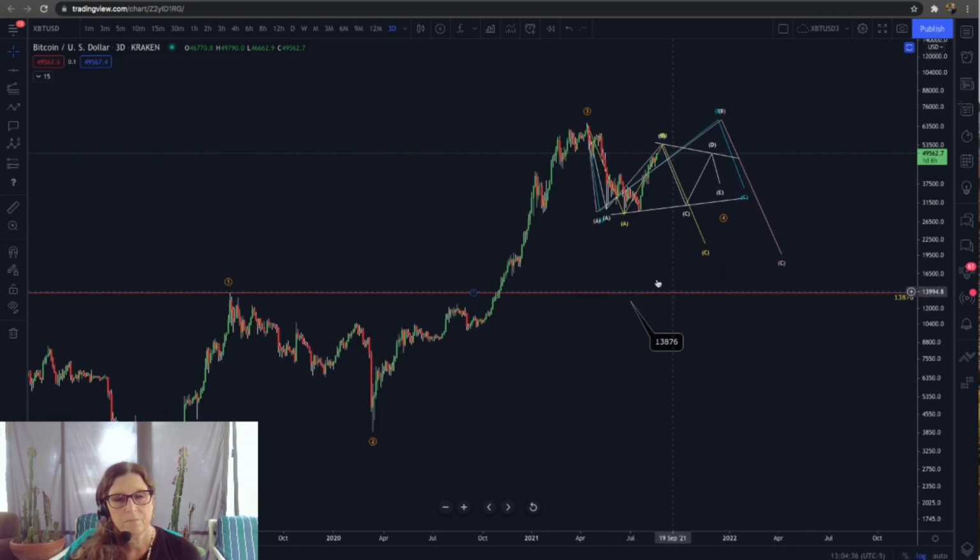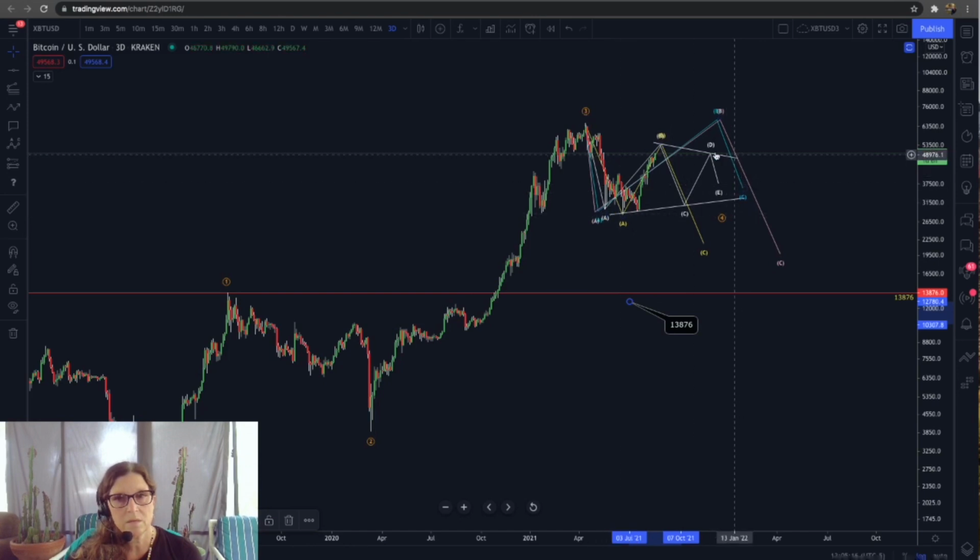Let's talk about it. Now this wave 4, no matter what it does, cannot come into our wave 1. So this red line is our red line of death, meaning that we cannot break 13,876. Okay? We cannot even touch it, or this is going to turn into a different count, and the whole chart that I showed you before is going to need to be changed. So let's talk about these corrections, and then we're going to look at them a little closer.